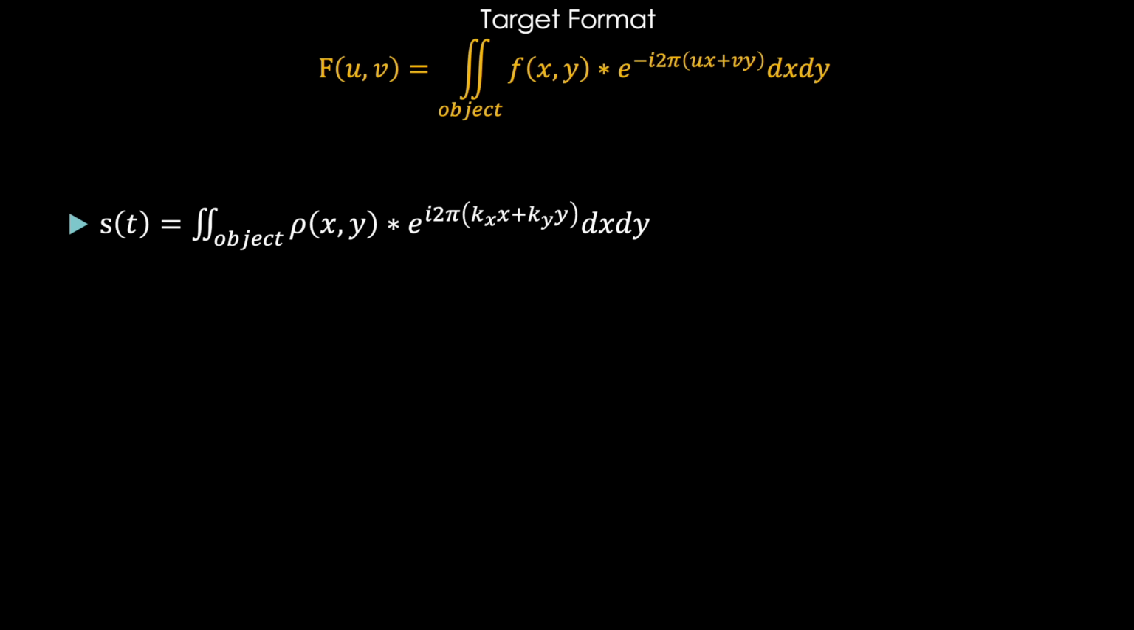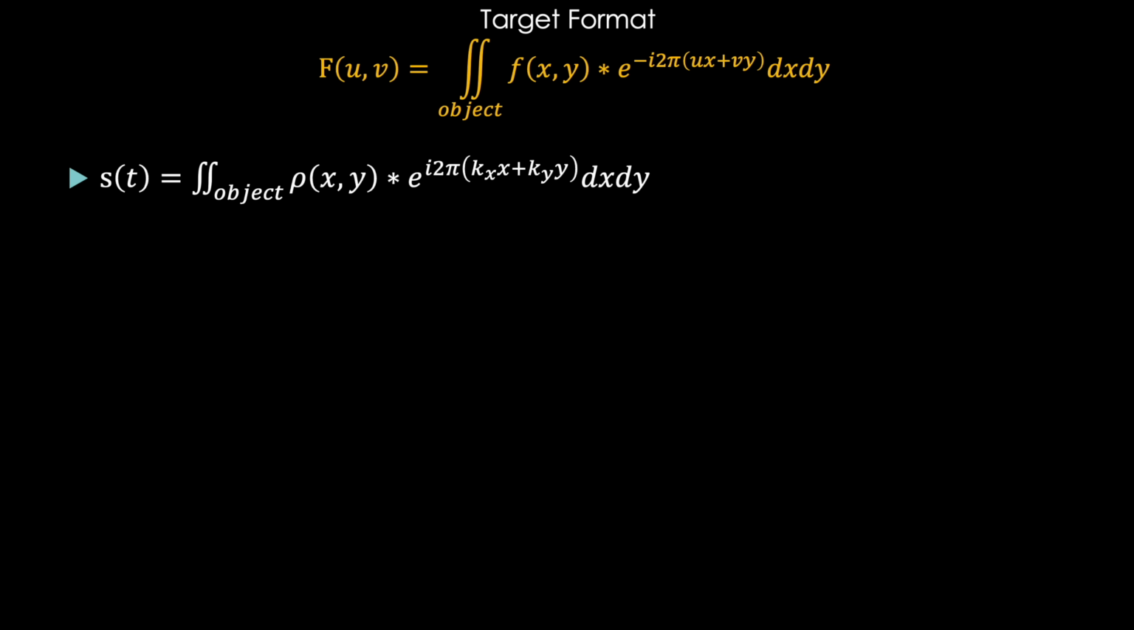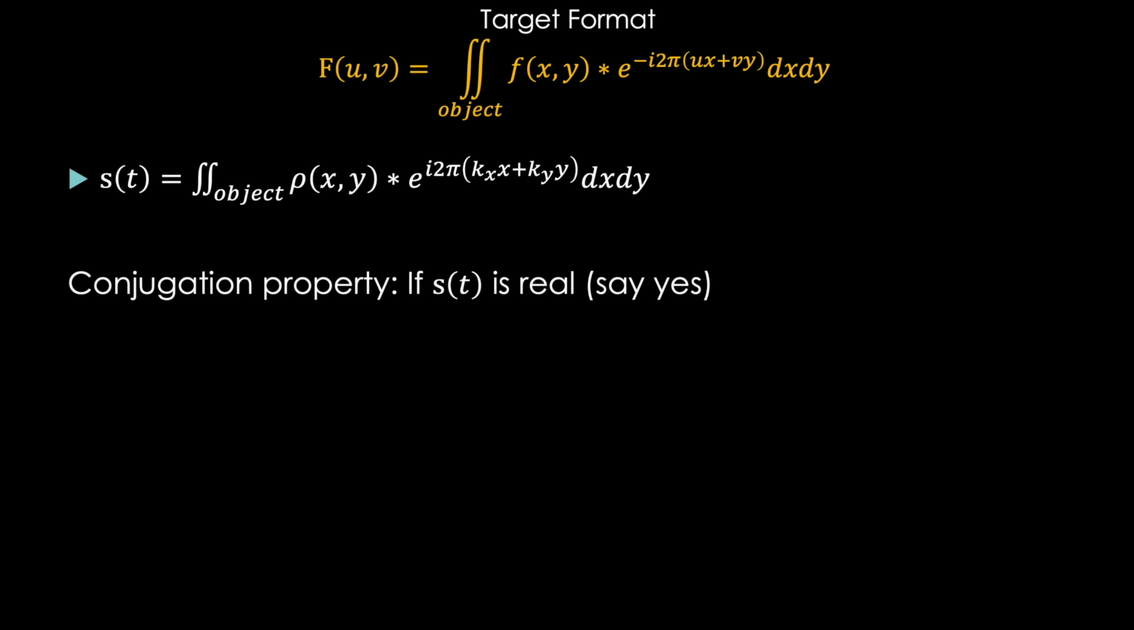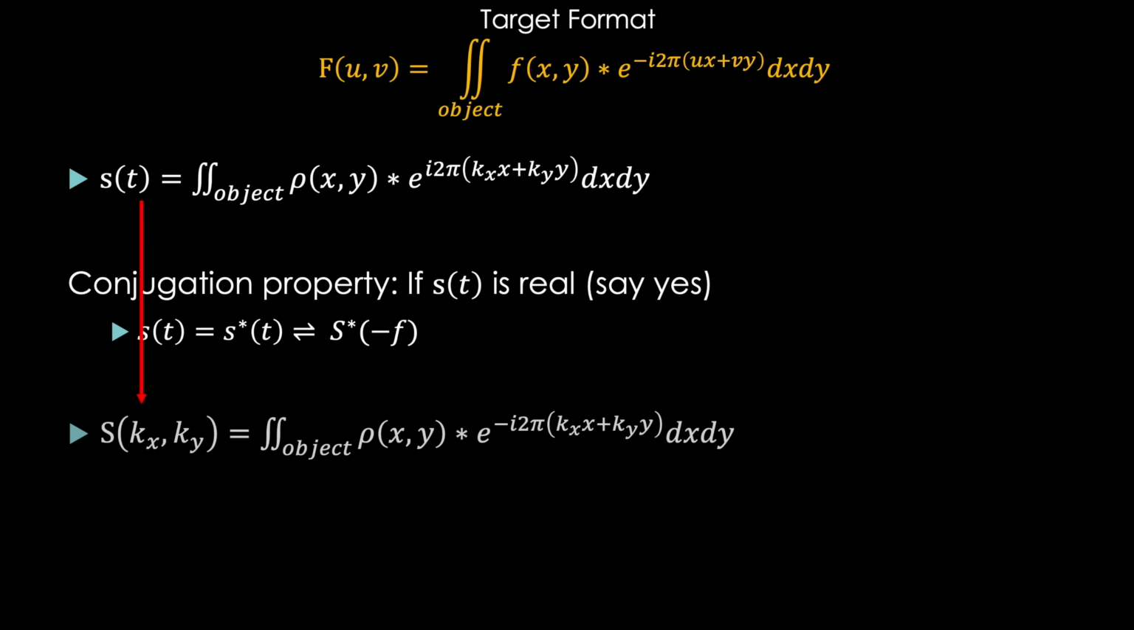Alright my friends, we're almost there. We can take advantage of one more important relationship, the conjugation property. If our signal s of t is real, which it is, so just say yes, we can apply the following confusing looking relationship with regards to Fourier transforms, which allows us to swap this term s of t with the following term, our frequency space data points kx and ky.